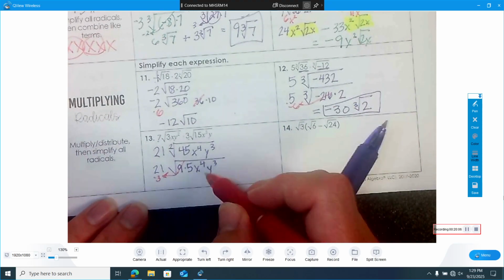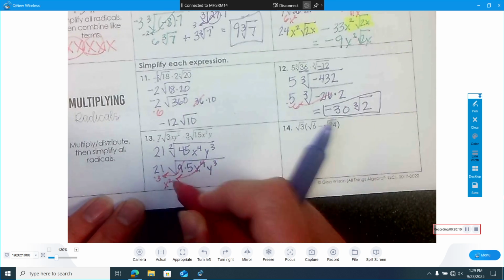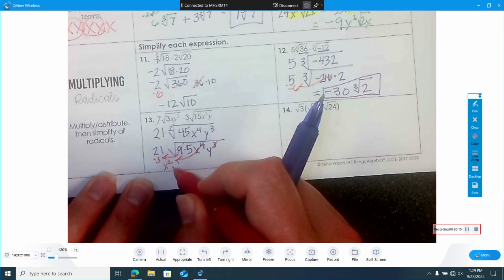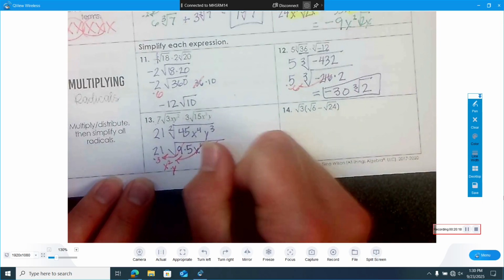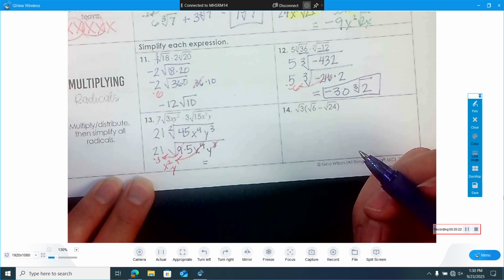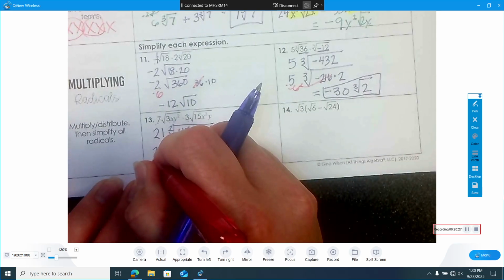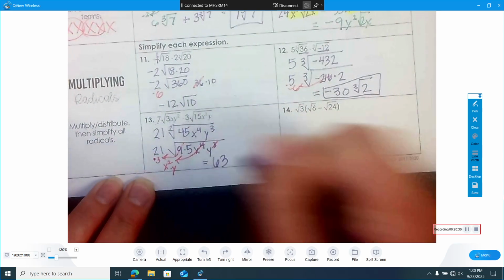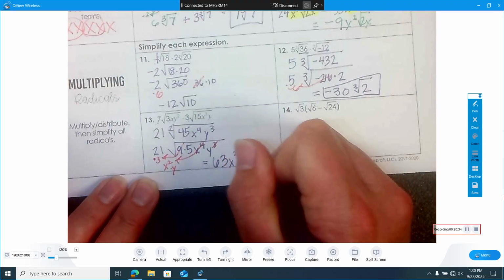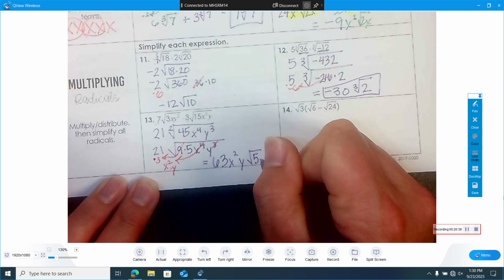How many x's escape? 2. X squared gets to escape. And what about y's? Y to the first gets to escape. And so I get 21 times 3. Oh, that's not a negative, it's just a times. I'm sorry. Yeah, 63. Sorry, that was just a times, not a negative. Better. X to the second, y, and then the square root of 5y.